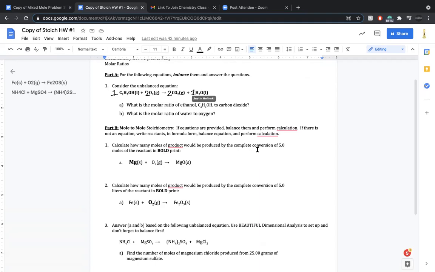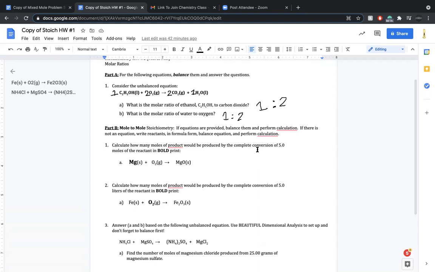So the molar ratio of ethanol to carbon dioxide is going to be, ethanol is 1 and carbon dioxide is 2. And then the molar ratio of water to oxygen is going to be 1 to 2 as well. 1 water for every 2 oxygens. Makes sense? Yeah, one second, I'm just writing it down. Yeah, I got it. All right.